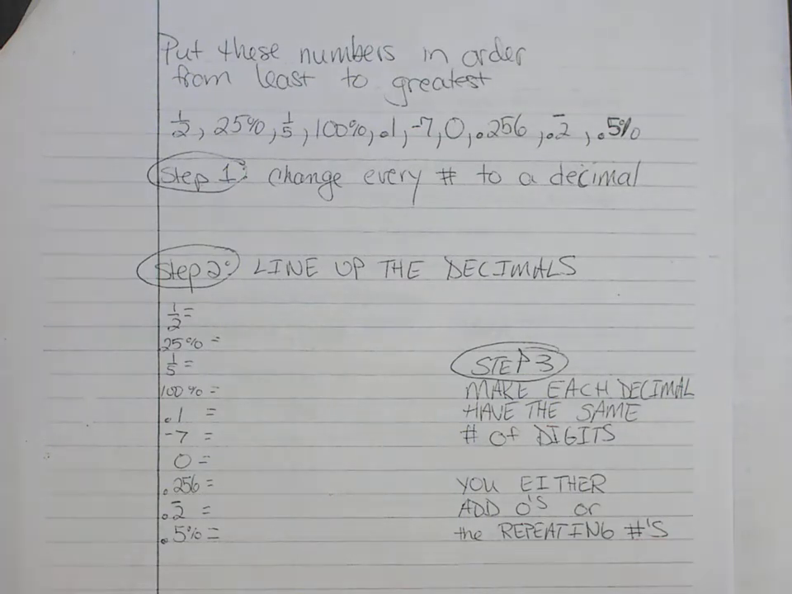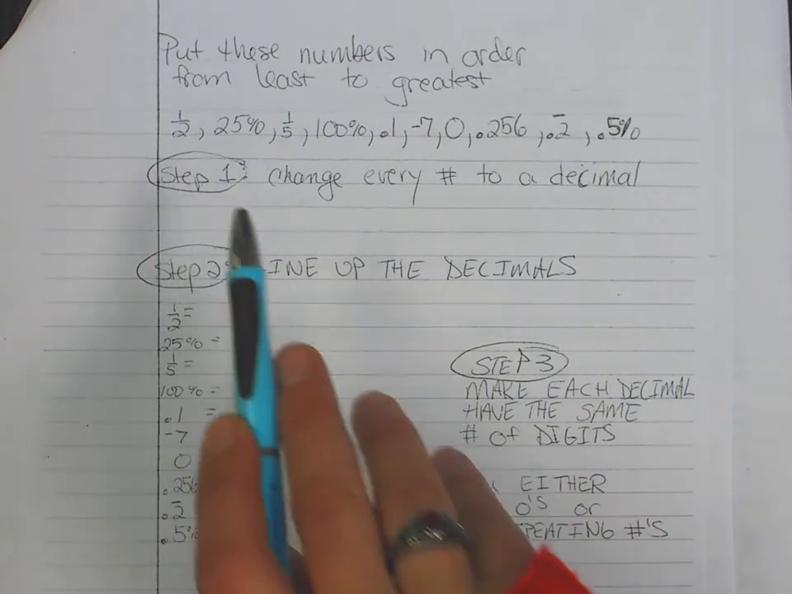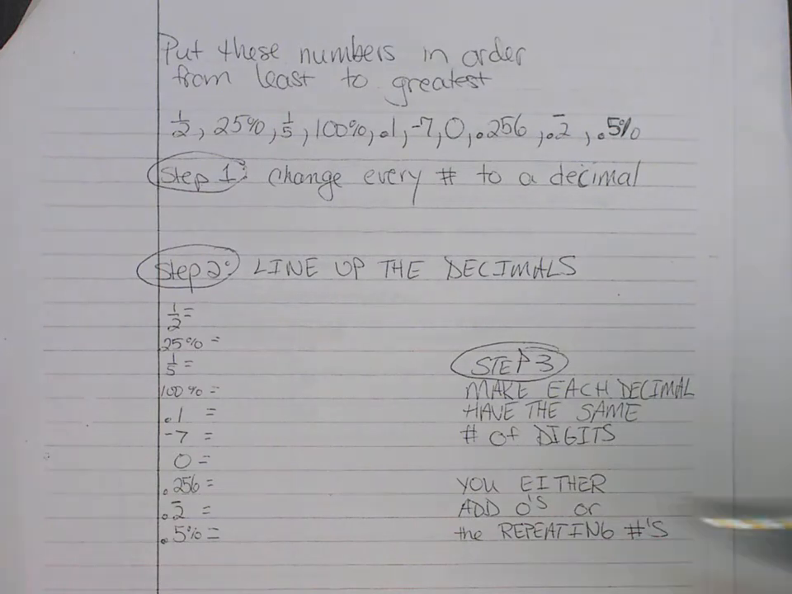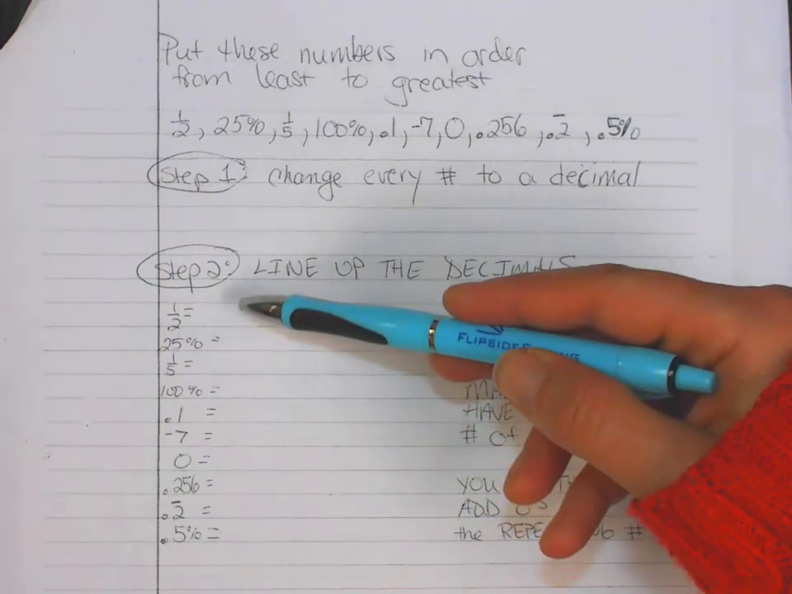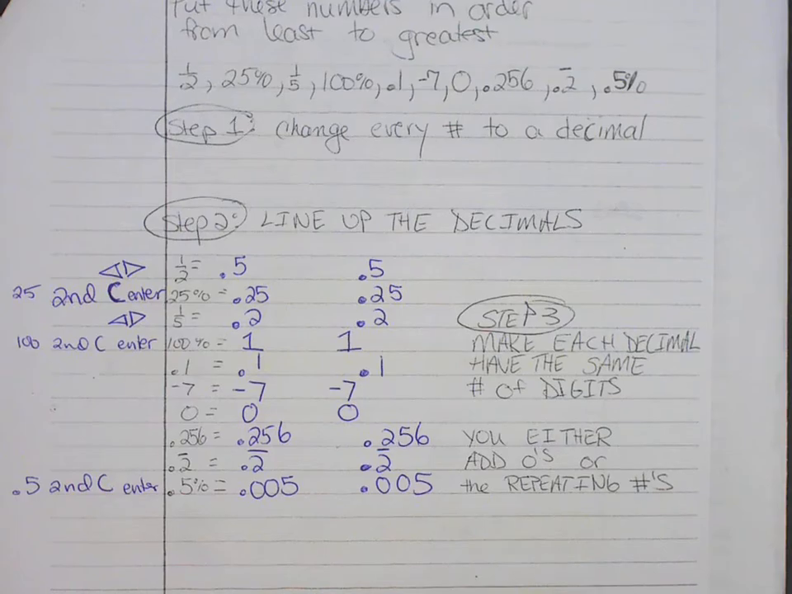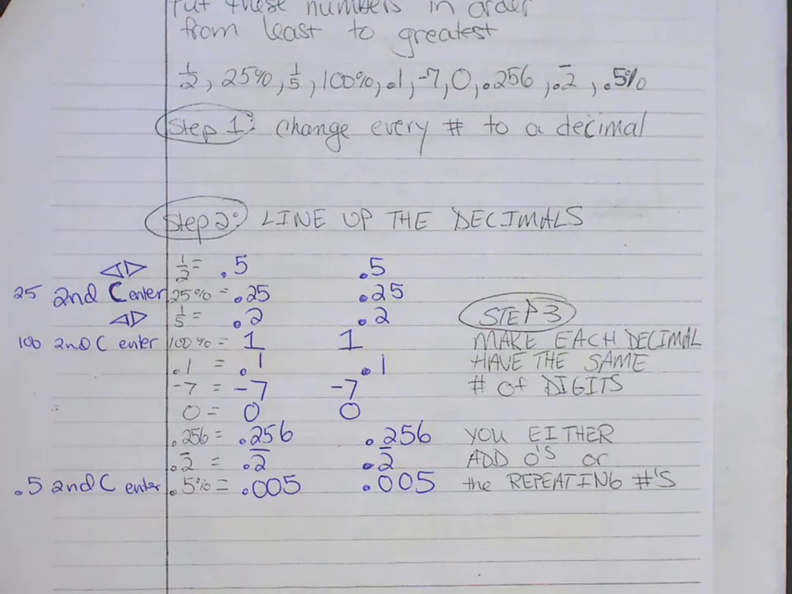So the first thing we're going to do is change every number to a decimal. And you know how to do that. If you don't, look back at your notes and check out your mega notes. So pause the video and write the answers right here to all of those that we have. Change them to decimals.